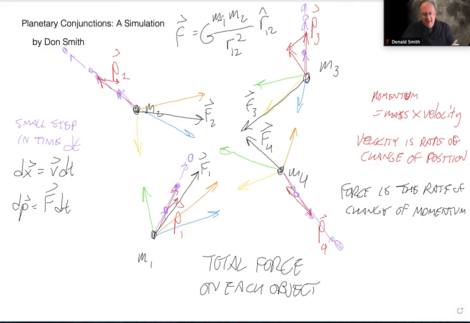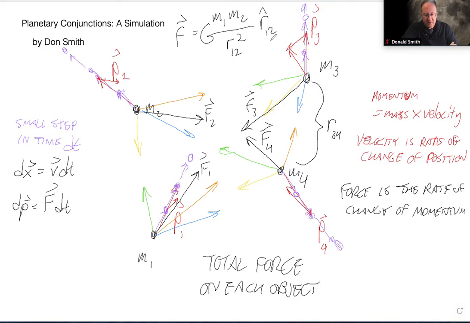But the basic idea is you take each pair of masses, so like let's say M3 and M4, and you multiply the two masses together. You divide by the distance between them. This would be r34 squared. And then the direction, this would be in the direction of 4 to 3, and this would be in the direction of 3 to 4.